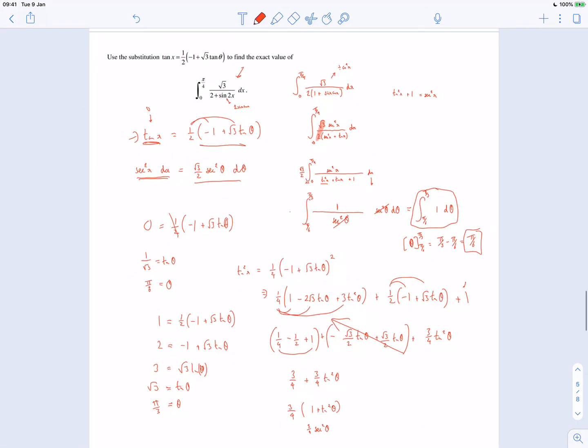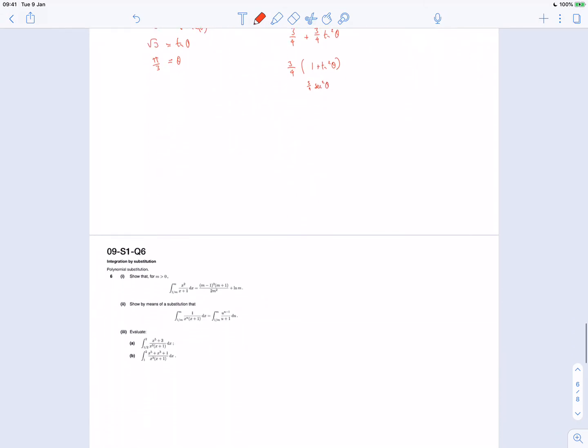Integration by substitution is such a powerful tool. It's actually quite nice when you get it and you feel like, oh, I've cracked it. It's going to be really easy. Well, that's how I feel anyway.